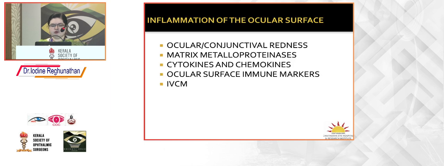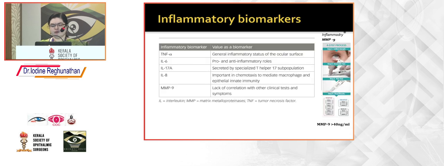Coming to inflammation of the ocular surface. Many inflammatory markers have been implicated in dry eye. The most common ones implicated are TNF-alpha, interleukin 6, interleukin 17A, interleukin 8, and MMP9. Of these, the most commonly used is MMP9, and it can be done with a point-of-care office test. A positive value is seen when the MMP9 value is more than 40 nanogram per ml.